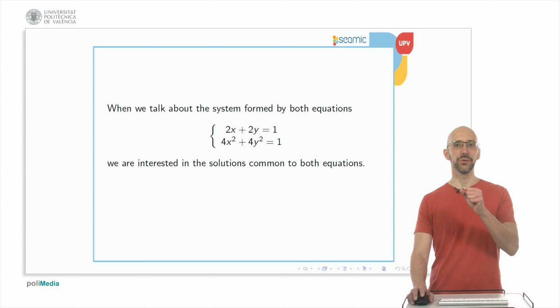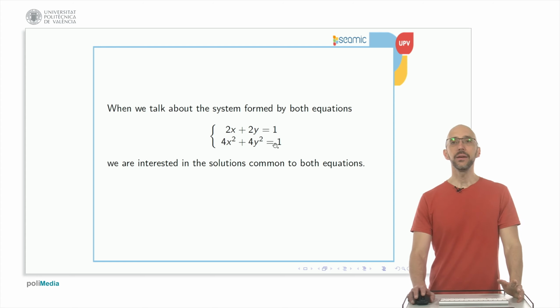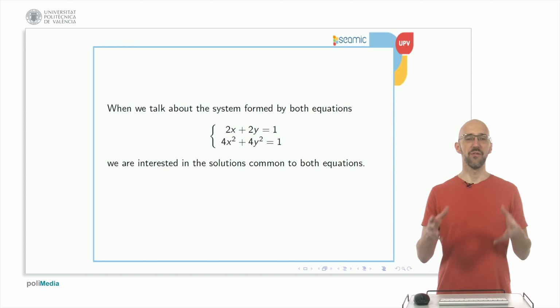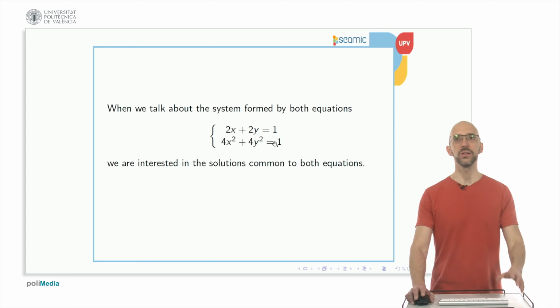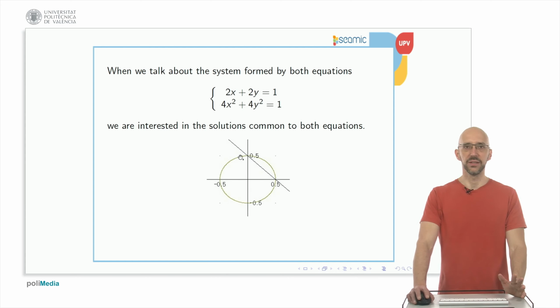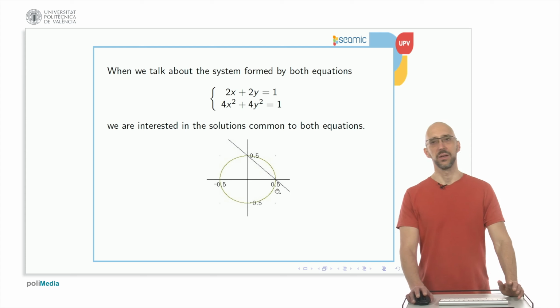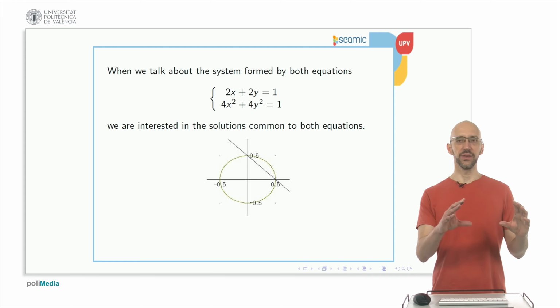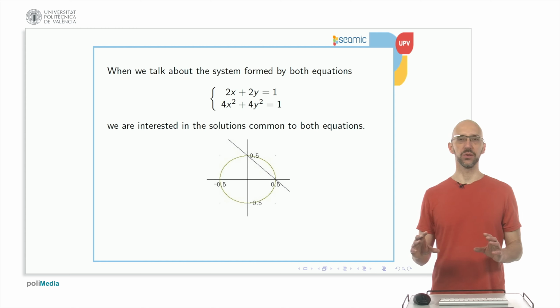What if we put both together? Then the representation will give you the answer. How many solutions do I have if I consider the system formed by these two equations? Only two solutions. The plot is here. If I intersect this straight line with this circle, as you can see, there are only two points in which these two figures intersect. These are the two solutions that we have. So I have one equation with an infinite number of solutions, another equation with an infinite number of solutions, but if we put them together, we only have two solutions.